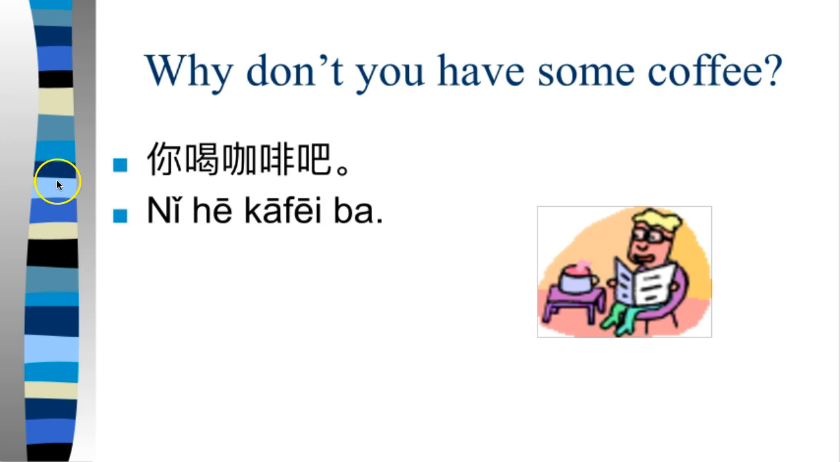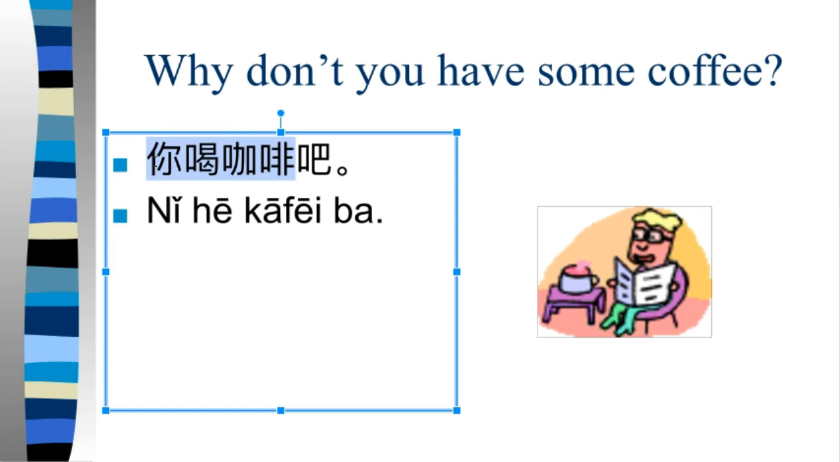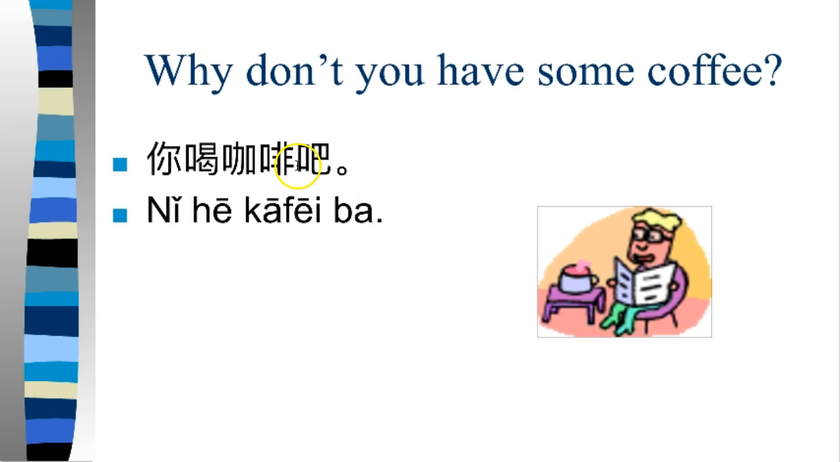For example, let's look at some sentences. 你喝咖啡, right? That means I'm telling you to drink coffee, and then I'm going to soften it by saying 吧. Right? It just sounds like a soft, just listen to the sound of this particle. 吧. It just sounds not that threatening. It sounds pretty polite. 你喝咖啡吧? Why don't you drink some coffee? You drink some coffee, okay? 你喝咖啡吧?